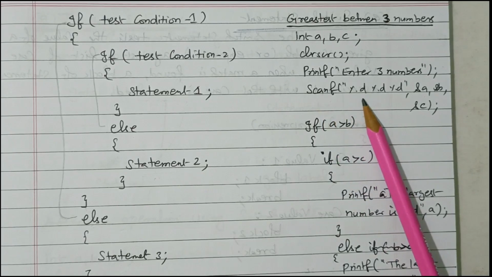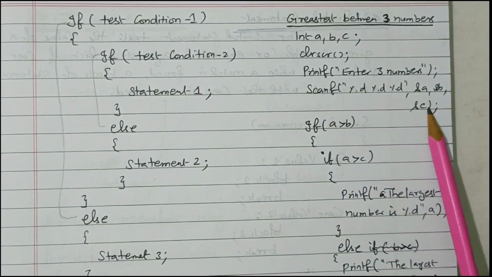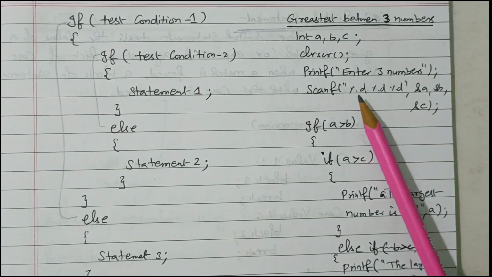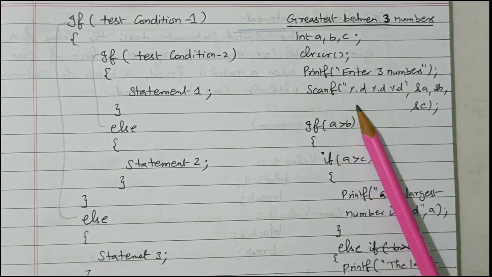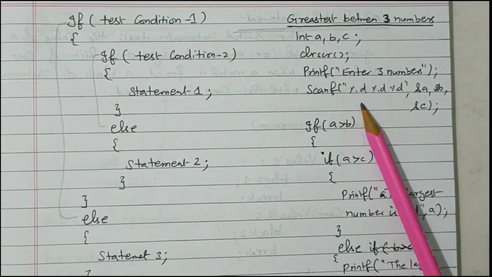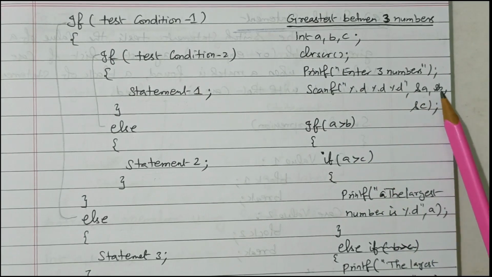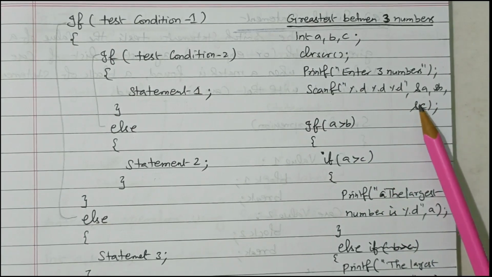%d, so we are going to read the three numbers a, b, c. So 3 times %d is available. %d refers to an integer type. Floating point means %f, character means %c. Here we are using integer, so %d. And a, comma, b, comma, and c.